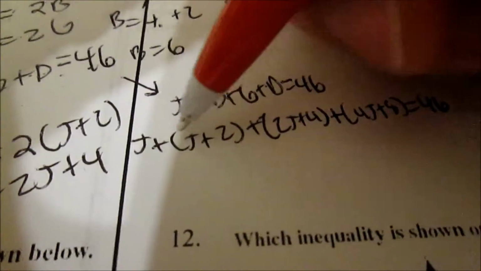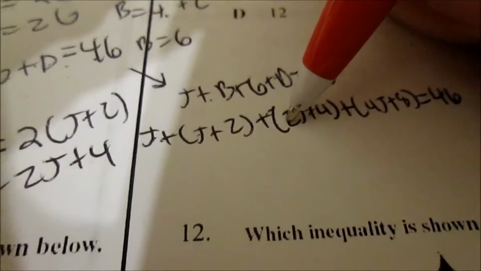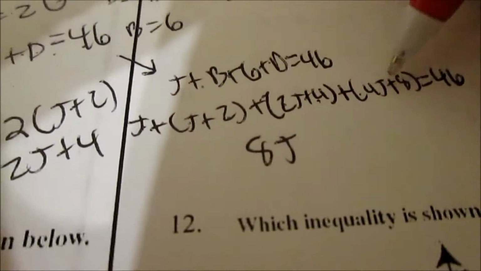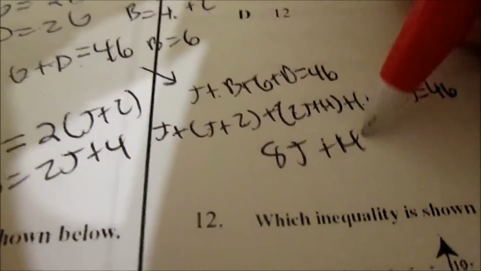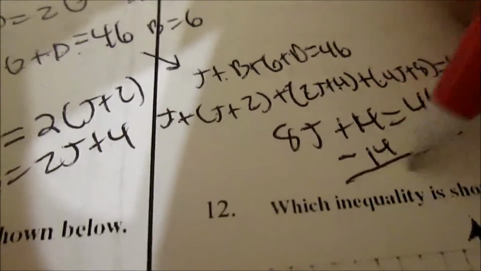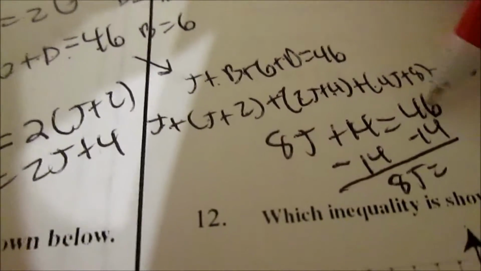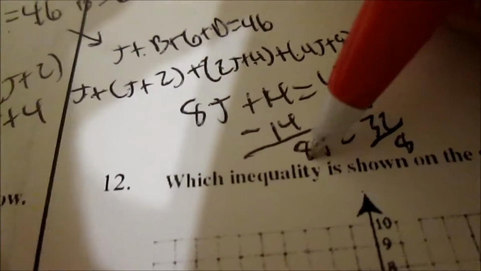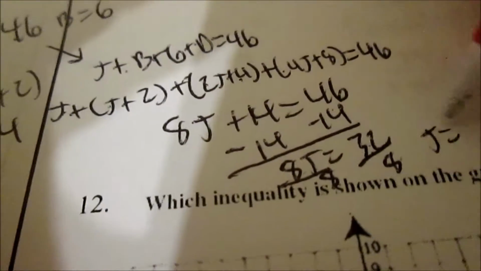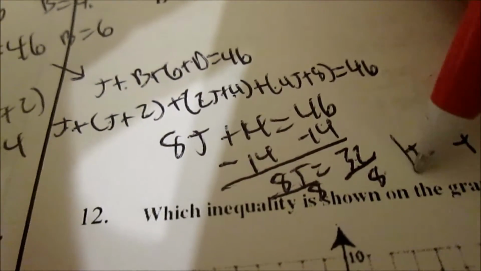So I'm going to add all the J's together. J plus J is 2J, plus another 2J, that's 4J, plus 4J, that's 8J. Then add the numbers together. 2 plus 4 is 6, plus 8 is 14. 8J plus 14 equals 46. Now all I have to do is solve for J. Subtract 14 on both sides. 8J equals 46 minus 14, which is 32. And then divide by 8. J equals 32 divided by 8, which is 4.